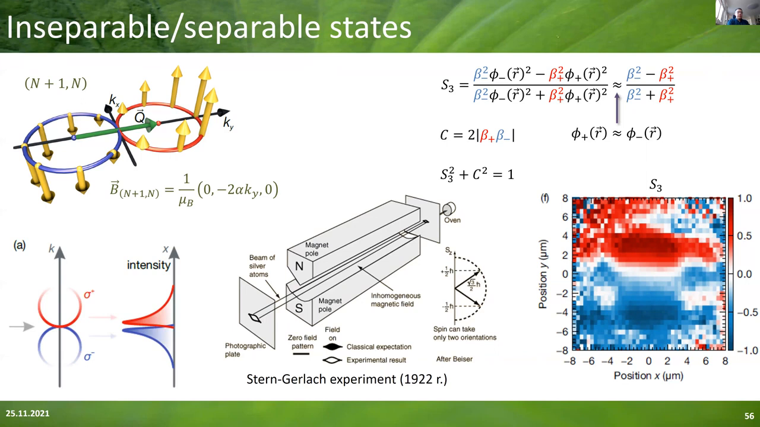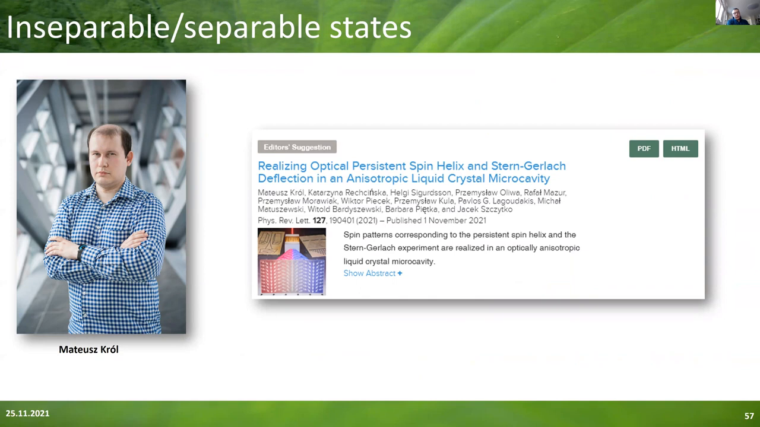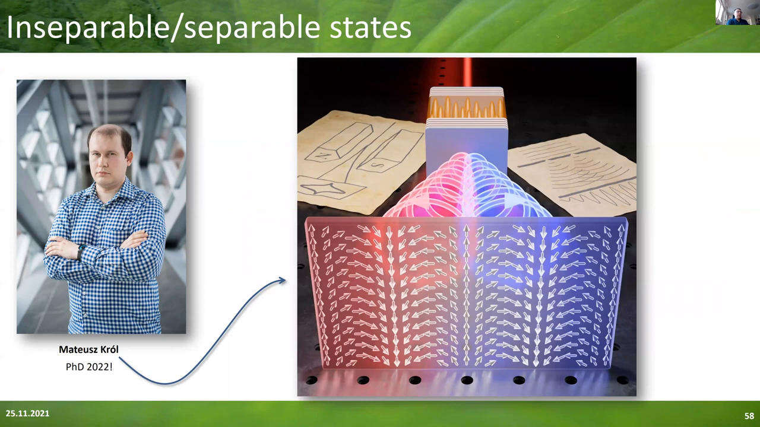Okay, this paper was chosen by Physical Review as an editor's suggestion, and it was published on the 1st of November. The first author of this paper was Mateusz Król, who is also the author of all those beautiful graphics. Mateusz is finishing his PhD next year, so if you have interesting propositions for Mateusz, do not hesitate to contact him.